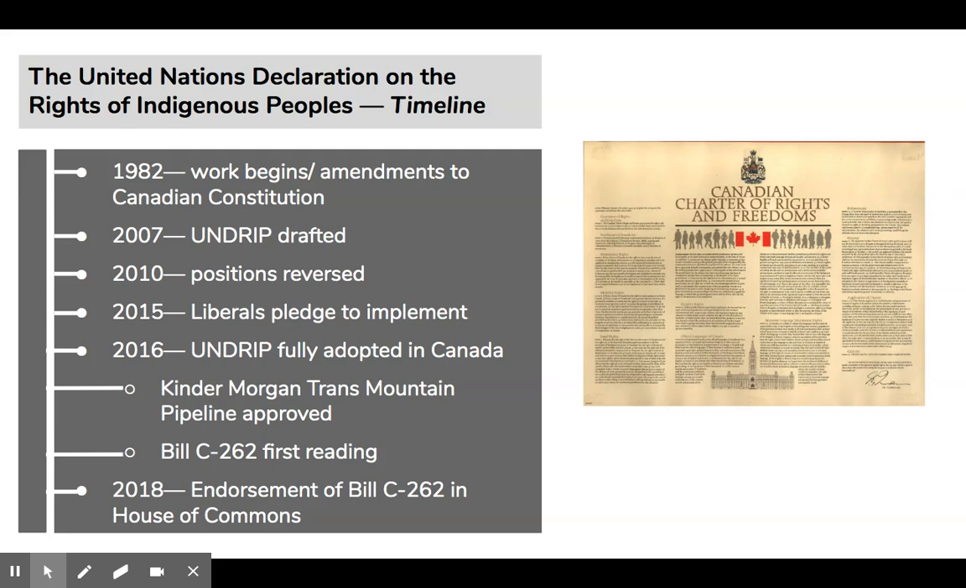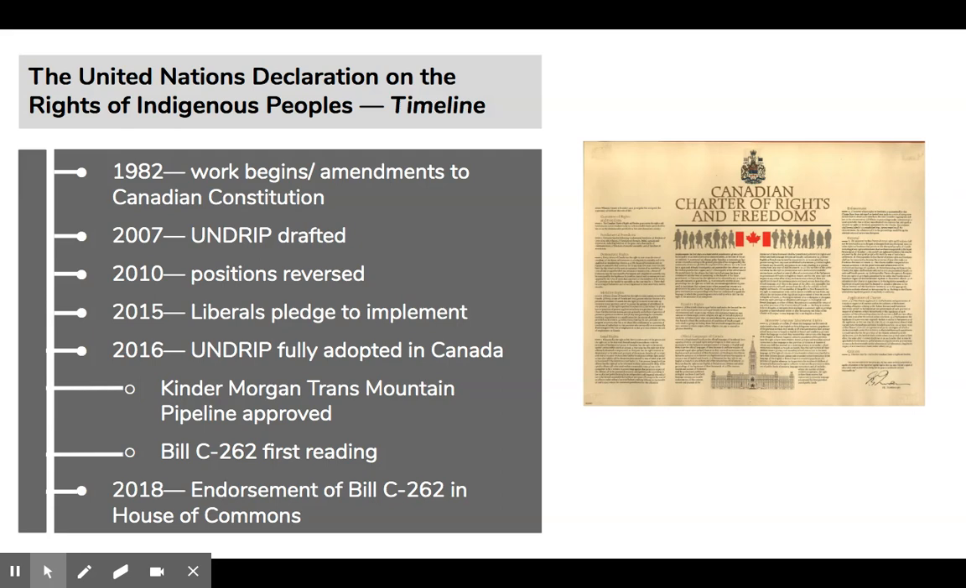It was not until Trudeau's 2015 election campaign that the Liberals pledged to fully adopt and implement the Declaration in order to enact the recommendations of the Truth and Reconciliation Commission. In 2016, after the Liberals were elected, UNDRIP was fully adopted in Canada without reservation. It was seen by many in Parliament as breathing life into Section 35 and recognizing it as a full box of rights for Indigenous people in Canada. A few months later, Trudeau's government approved the Kinder Morgan Trans Mountain Pipeline, and Prime Minister Trudeau stated that Indigenous opponents don't have a veto.